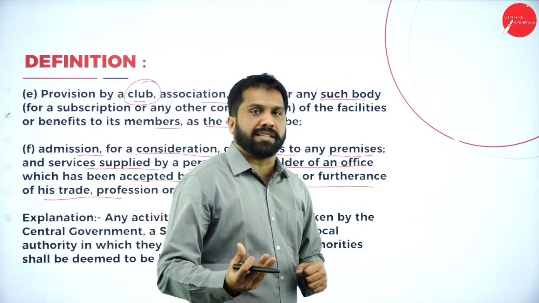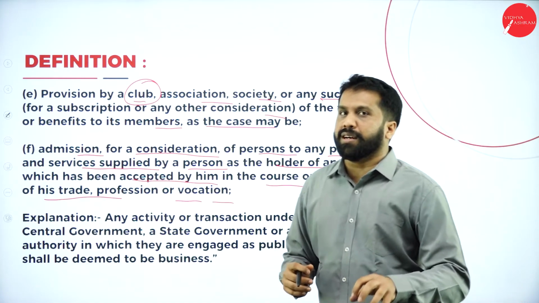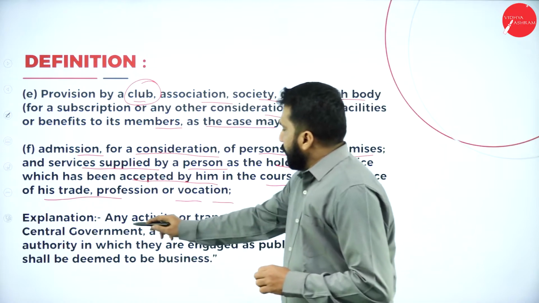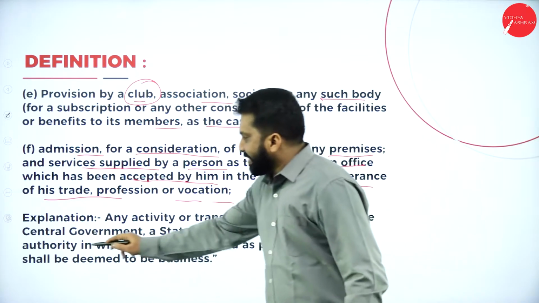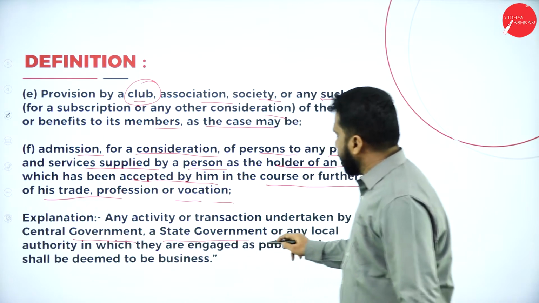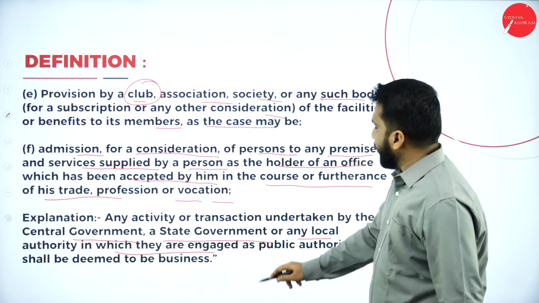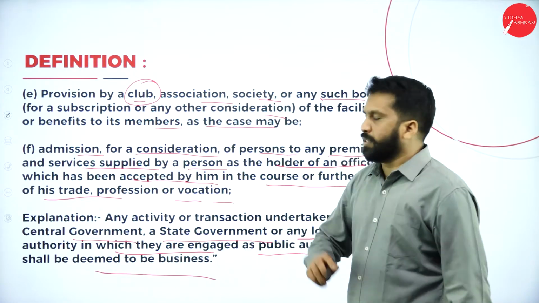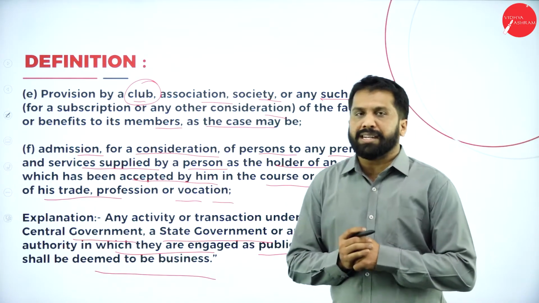We have learned all the things which are included in business. But what is business? You didn't get that. Now, what is business, we will learn in the explanation. Any activity or transaction undertaken by the central government, a state government or any local authority in which they are engaged as a public authority shall be deemed to be a business. Hope you understood. Yes, this is all about what we call business.